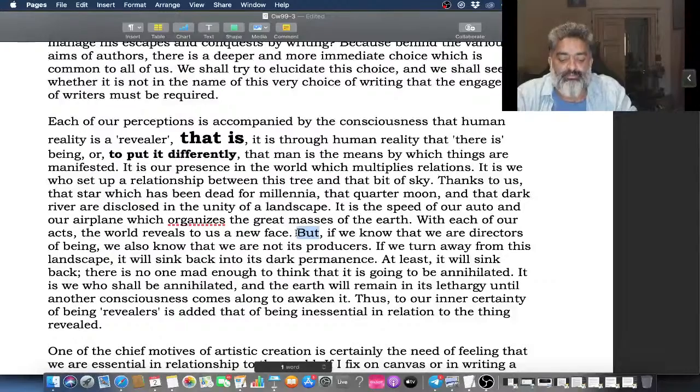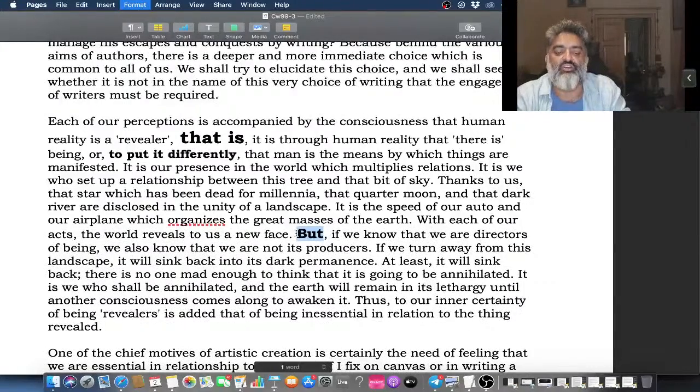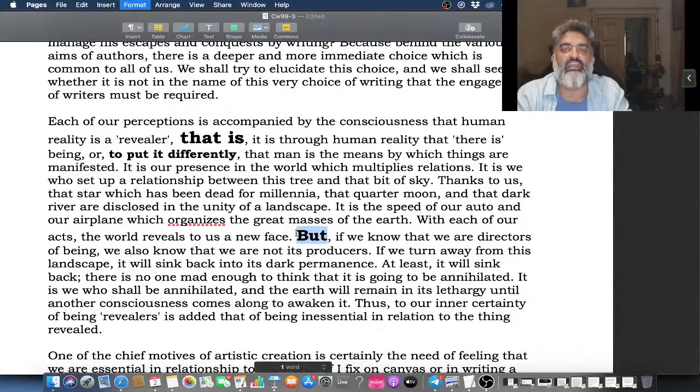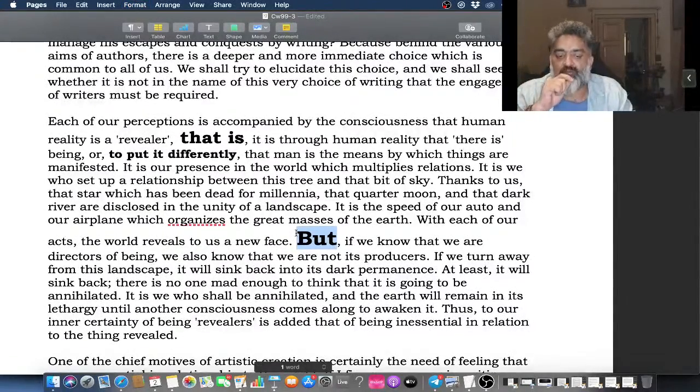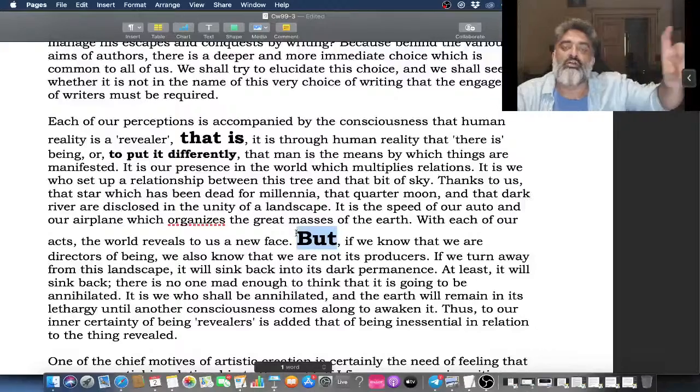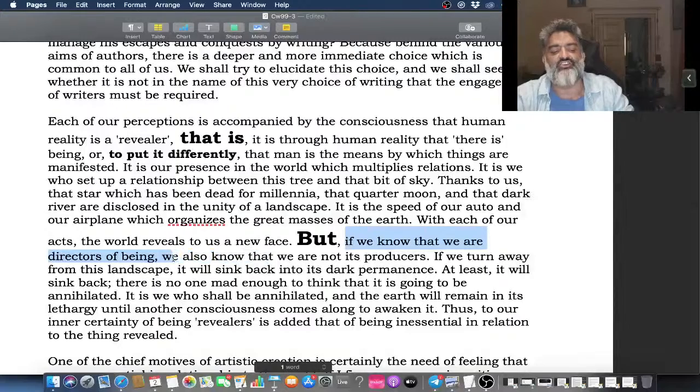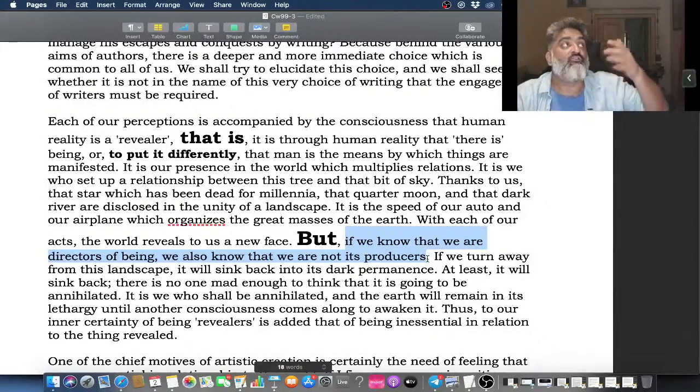But this 'but' is very, very important to me, right? My reading is revolving around the 'but'. And somebody asked, how to read philosophy? I said earlier that the keyword is going to be even more important. So perception: human reality is a revealer, but something is going to change. If we know that we are the directors of being, we also know that we are not its producers. So I am directing the scene, but I am not the producer.